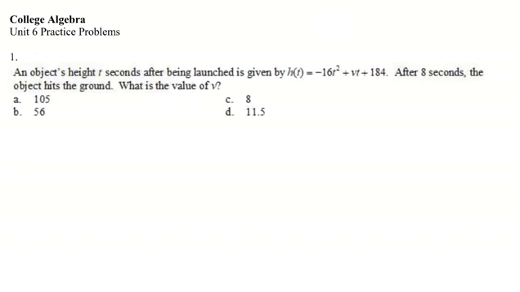Okay, so we're going to start with an object's height, t seconds after being launched, is given by h of t equals negative 16t squared plus vt plus 184. After 8 seconds, the object hits the ground. What's the value of v? Okay, this is a way that we hadn't asked this question before. But what I'm going to do is unpackage this. When it says after 8 seconds, the object hits the ground, that means that h equals 0, the height is 0 when t equals 8.